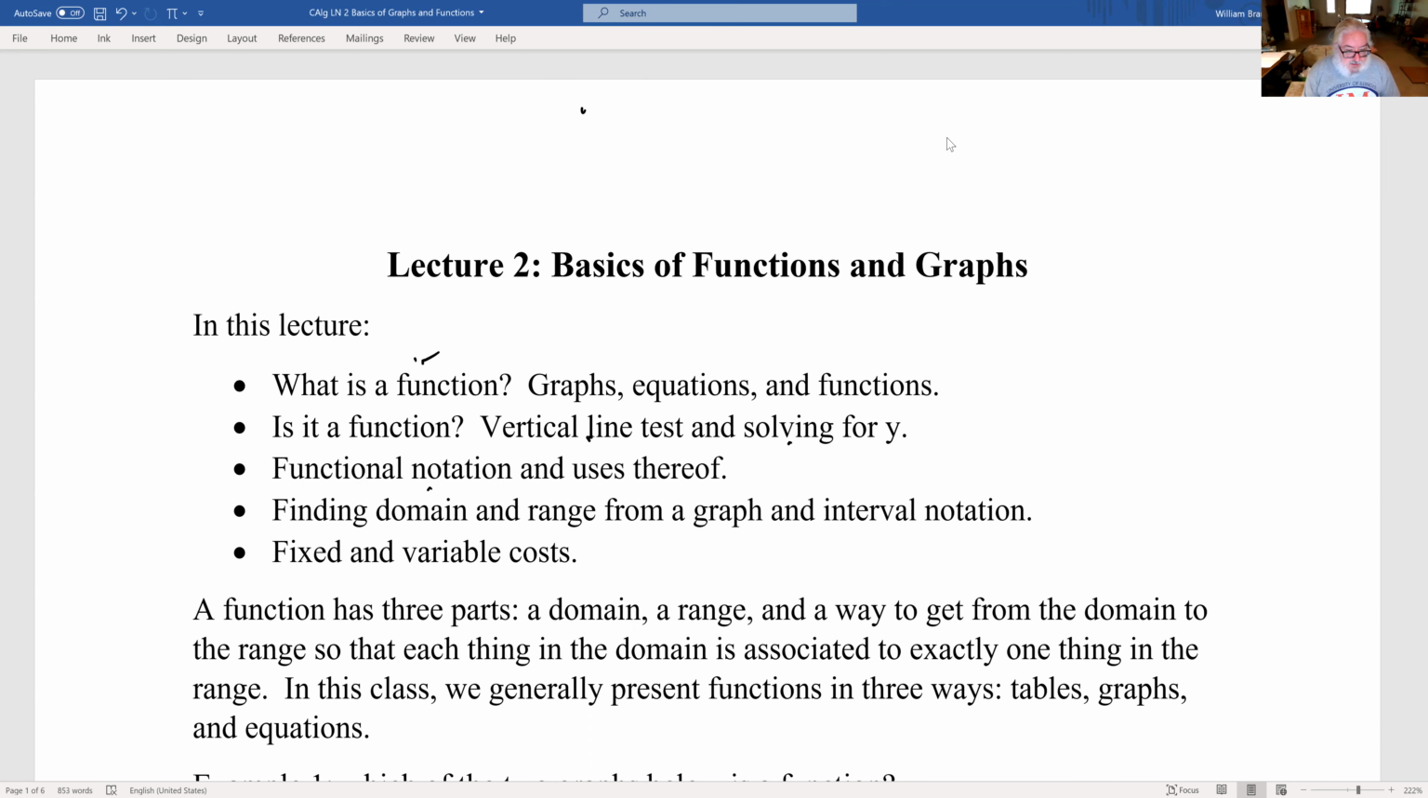What's functional notation and how do we use it? What's domain and range? How do you find that? How do you express it in interval notation? And then finally, an application to business, fixed and variable costs.